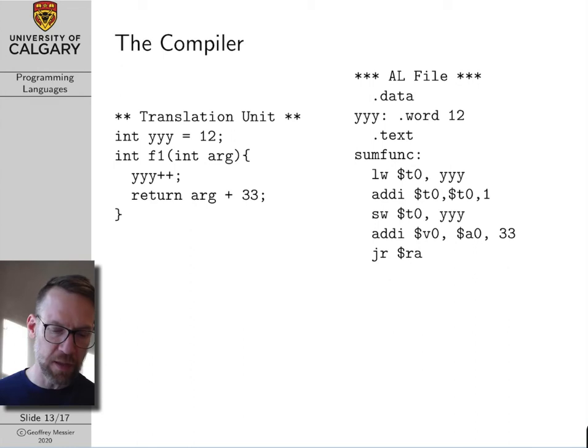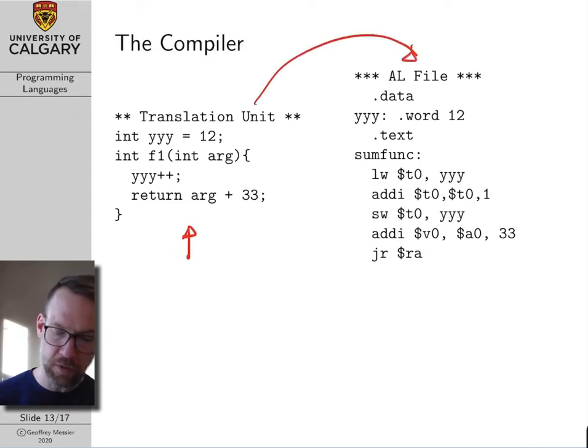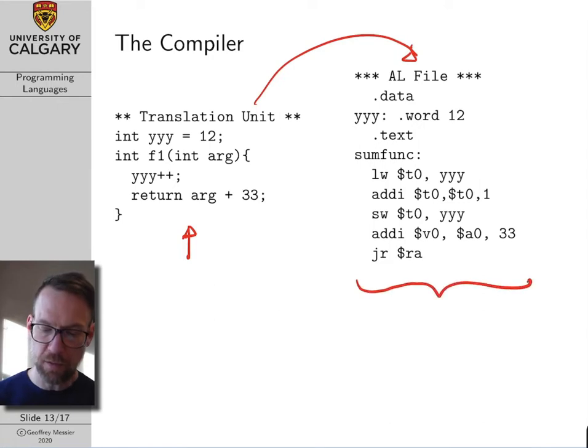And so here's an example. The compiler operates on our translation unit, so this is our C code, and it converts our C code into assembly language. And this is a MIPS assembly language implementation of that C translation unit. And don't worry about understanding what all these commands are just yet. We are going to get into this in a lot of detail as the course progresses.